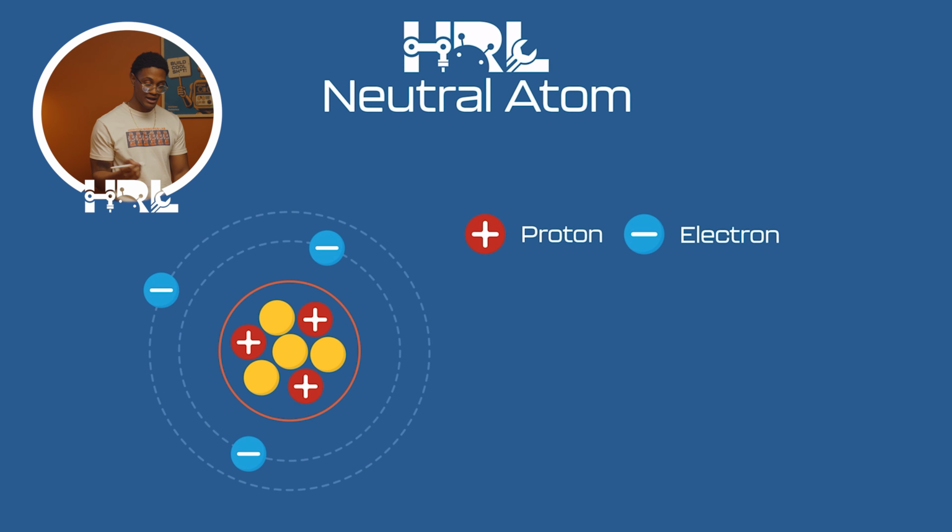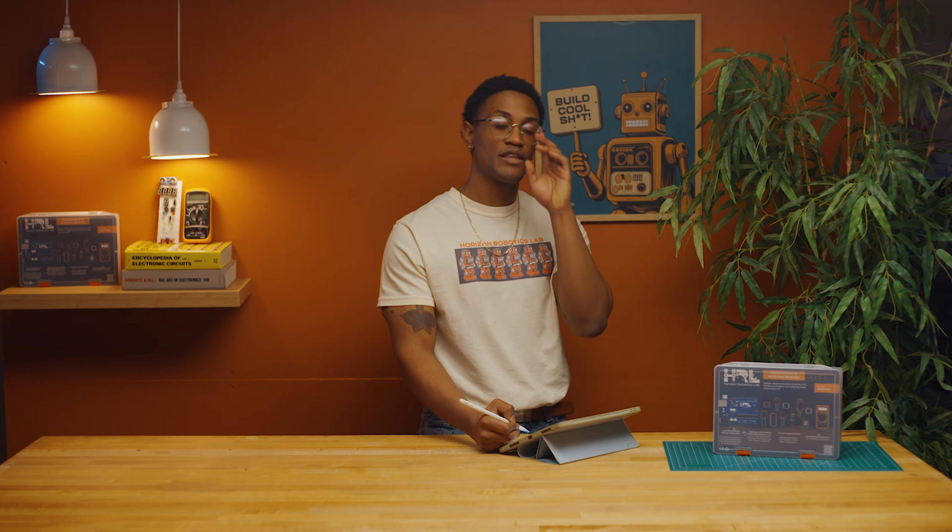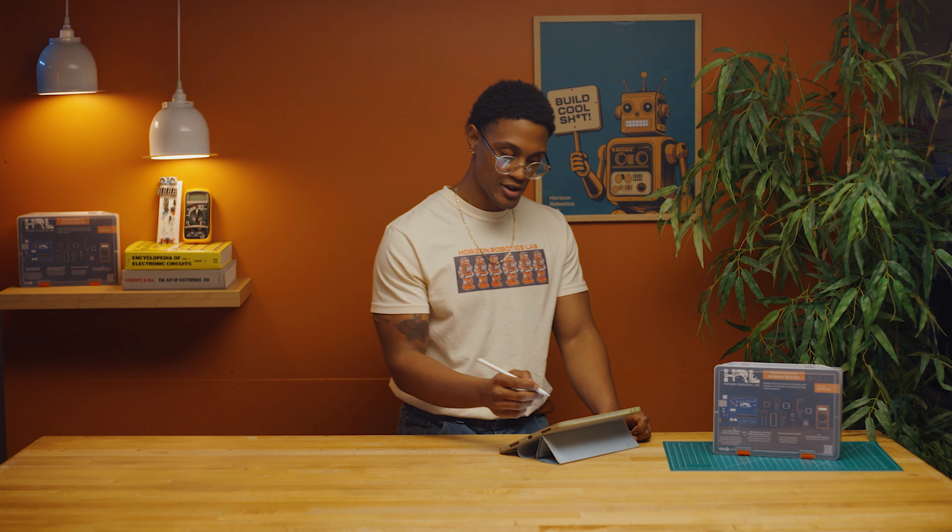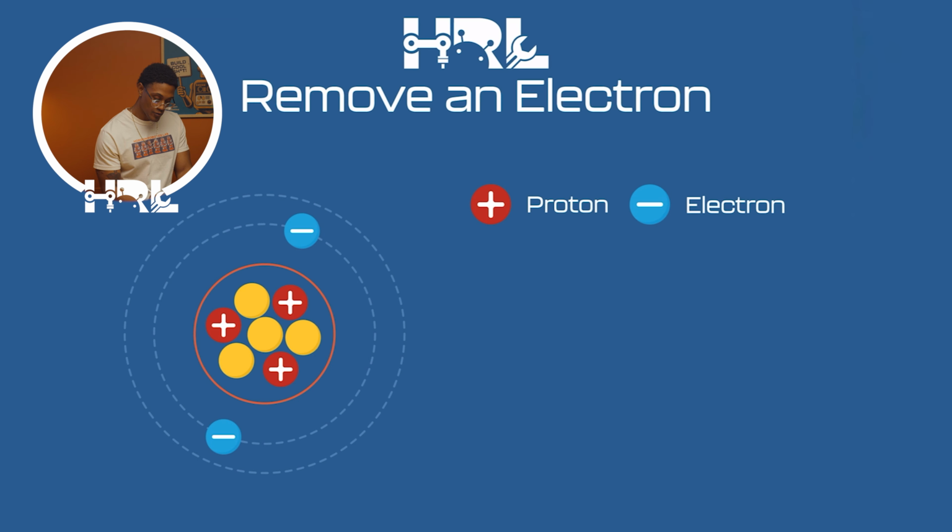Let's take a look at an example. So let's say we have an atom that has three protons, and it has 3 electrons. That means that the net charge is equal to 0. We would say that this atom is neutral. So what if we were to remove an electron, right? So now in this example, we have 3 protons, but only 2 electrons. So that means the net charge would be positive.